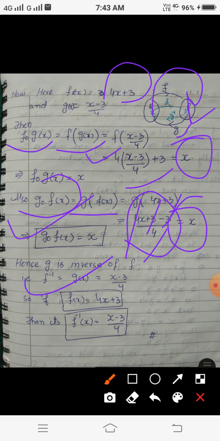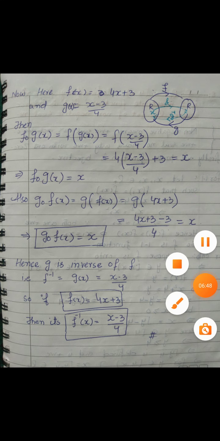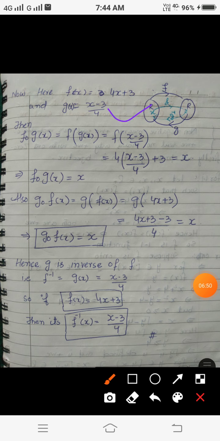So whenever f(x) = 4x + 3, its inverse is f inverse of x = (x - 3)/4. Here is the domain of f and the codomain of f. x is mapped to y through 4x + 3, and y is related back to x through (x - 3)/4. So (x - 3)/4 is the inverse for such a function, that is, g(x) is f inverse of x. So thank you.